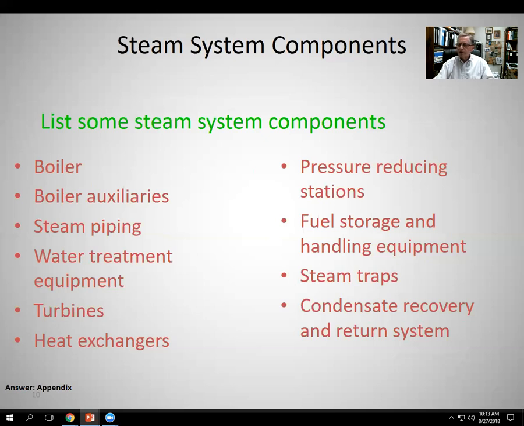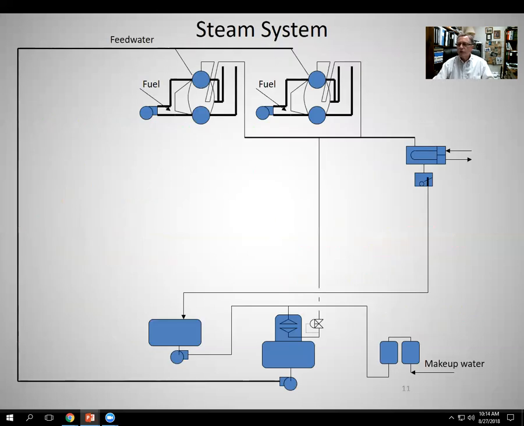Steam traps. They pass condensate on back to the condensate return piping that goes back to the boiler house, and they are supposed to close in the presence of live steam so that they don't become a steam leak in the system. And then the condensate recovery and return system, the piping and pumps, etc., that get the condensate back to the boiler house. Okay, so we're going to start with a fairly simple system here, and then we'll add components.